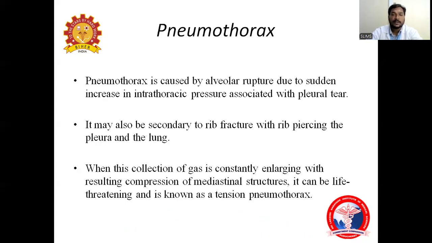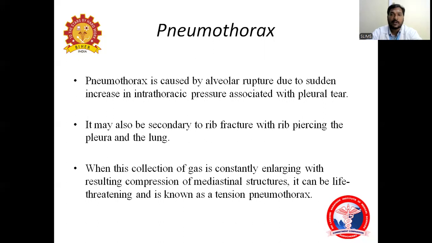Coming to pneumothorax, it is caused by alveolar rupture due to sudden increase in intrathoracic pressure associated with pleural tear. It may be secondary to a rib fracture, provided the rib has to pierce both the pleura and the lung so that the air can escape from the lung parenchyma and collect into the pleural space. When this collection of gas is constantly increasing over time with resulting compression of the mediastinal structures, it can be life-threatening and it is known as a tension pneumothorax.